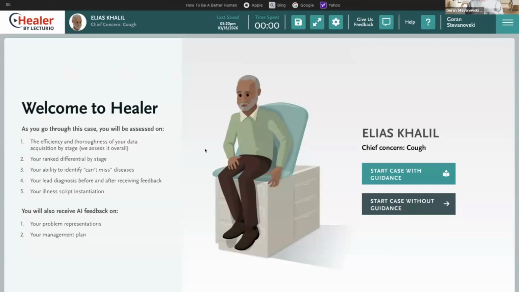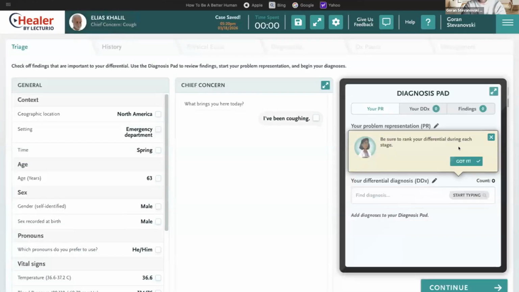So this is what you get once you open a case. Please, if anyone can confirm that I'm sharing my screen. Yes. Thank you. So you could start the case with guidance or without guidance. The guidance doesn't necessarily guide you through the clinical aspect of the case, but rather through the platform. So we're going to go without guidance because I will be the guidance for the day.